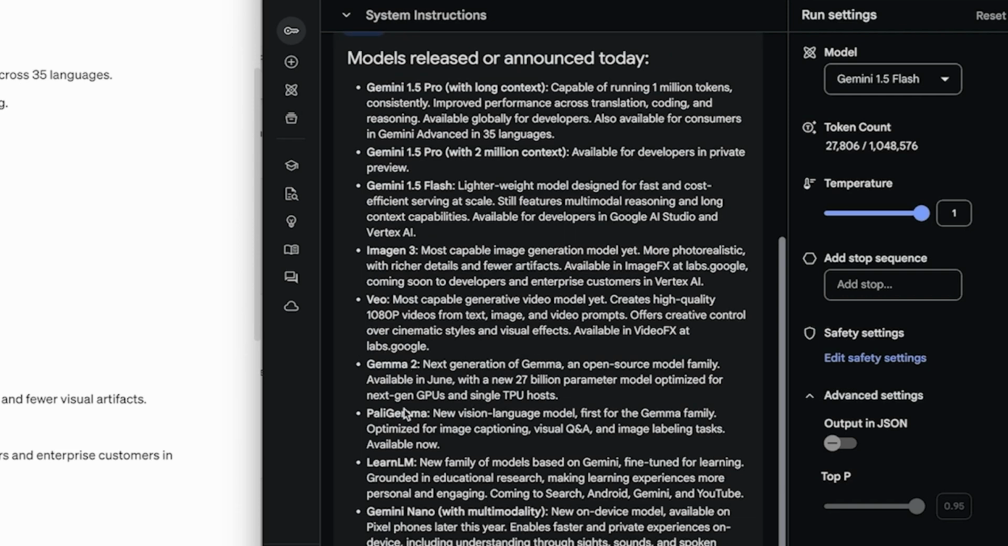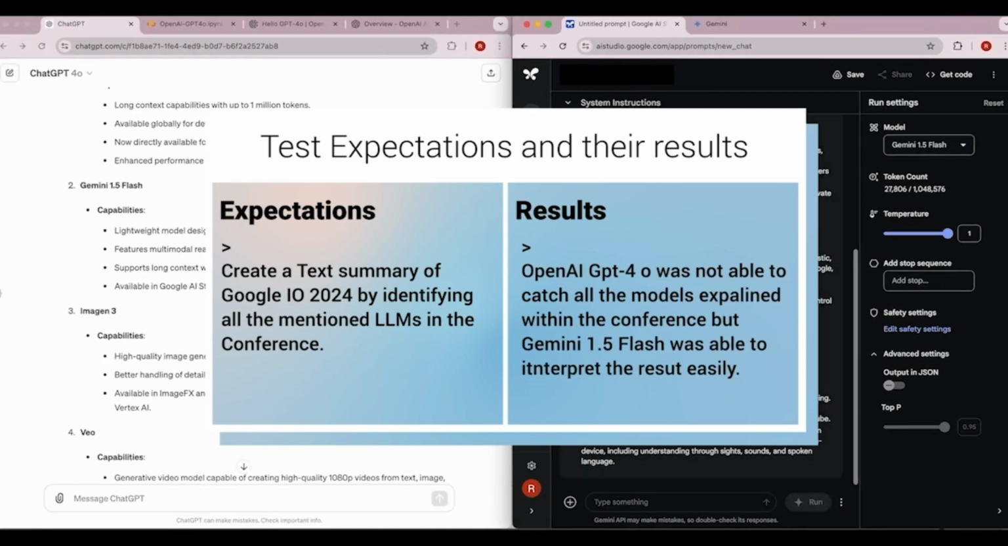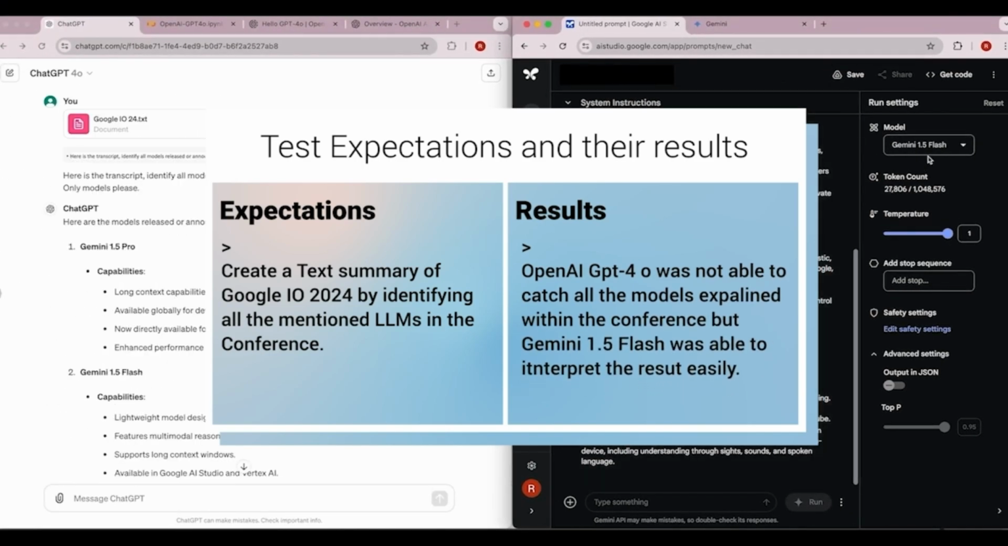Actually, there are other models also they have talked about in Gemma series, which it hasn't picked up because those are an existing model. But Polygemma was something that was announced. So a really good job by Gemini 1.5 Flash.